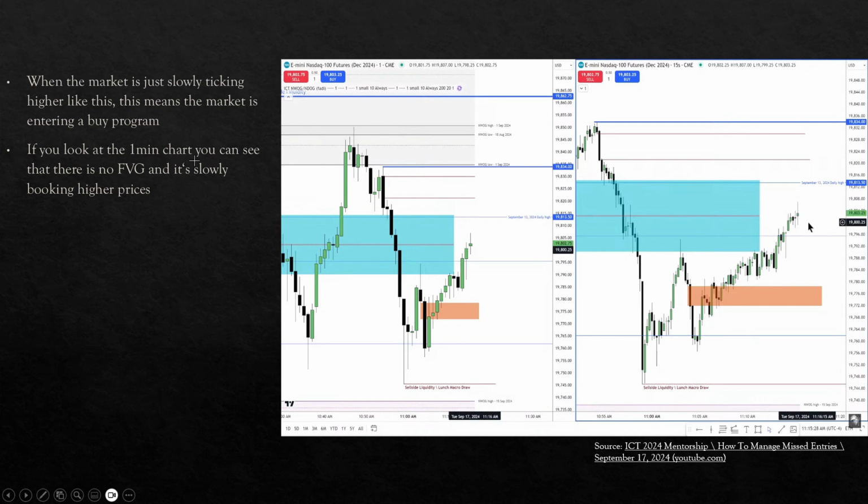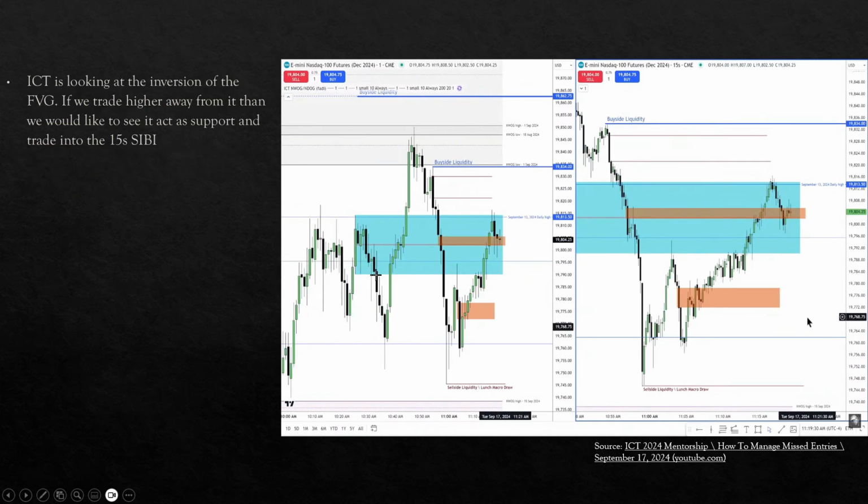If you look at the 1-minute chart, you can see we have no fair value gaps. Everything seems balanced in price, and it's slowly booking higher prices. ICT then mentions this 1-minute inversion fair value gap. You can see the market traded above it, so it becomes an inversion fair value gap. Now he wants to see that the market treats this as support. If we trade higher, he wants to see retracement back into it to trade higher into this open 15-second CB right here.